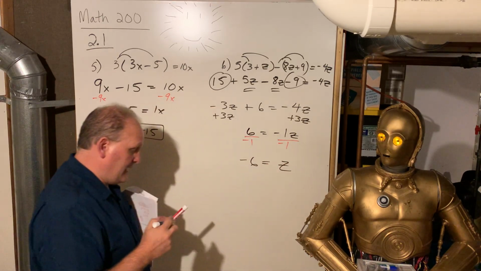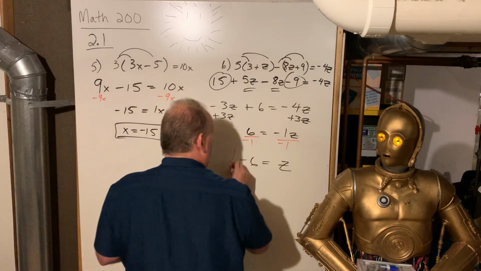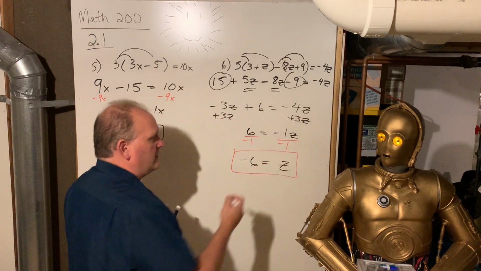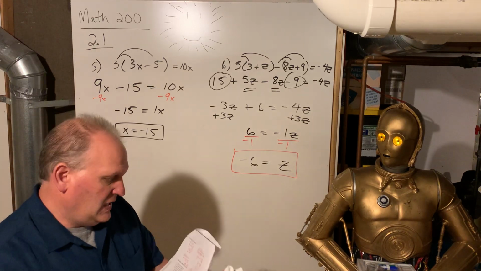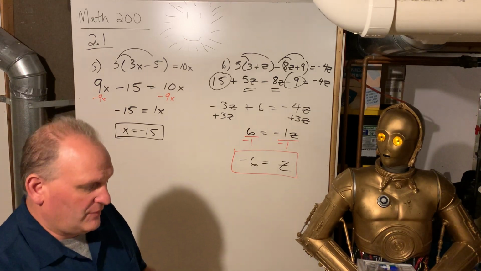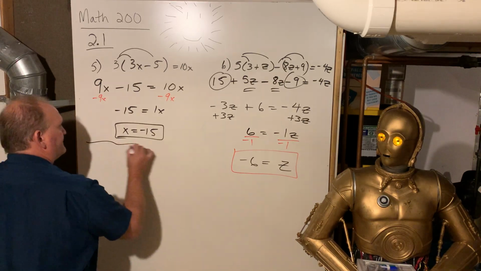Now I've had students say, oh, I didn't divide, I multiplied both sides by negative 1. That's fine, that'll still give you the same result. We want to get 1z equals. And so if you divide by negative 1 or multiply by negative 1, you will get 1z.